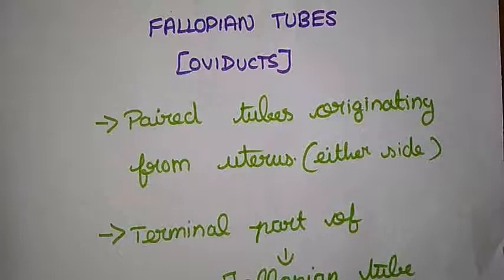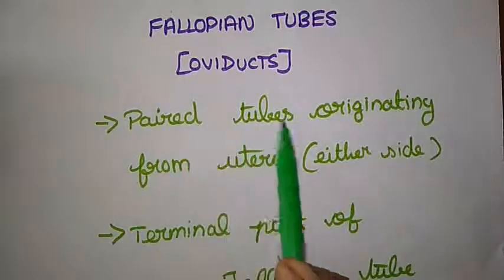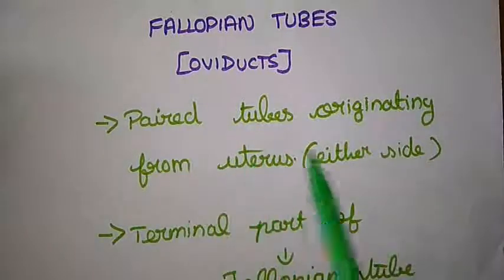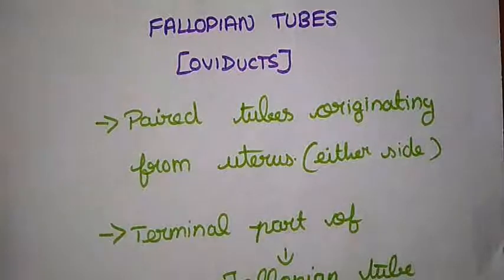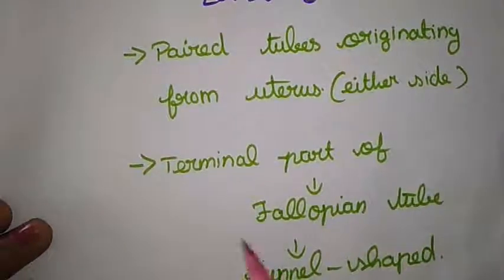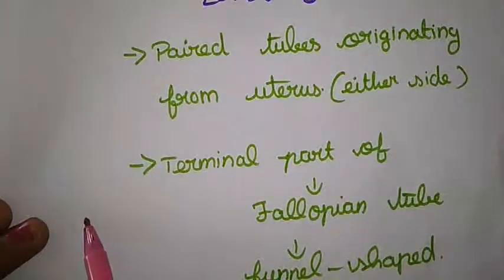The fallopian tube is also called an oviduct, or duct. A duct is where things are collected and stored. Here the fallopian tube is called an oviduct. First thing, it is a paired tube originating from the uterus. Just see the diagram.